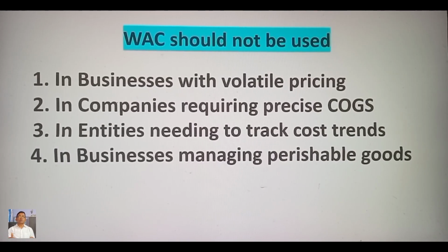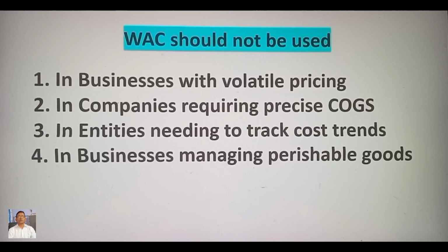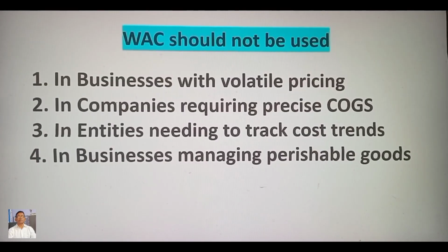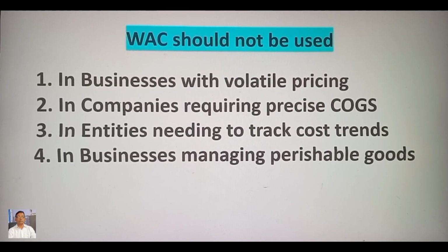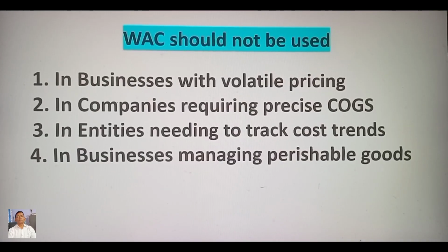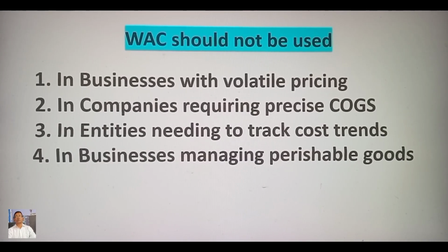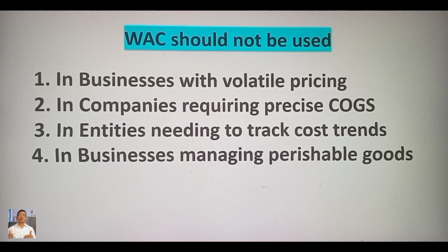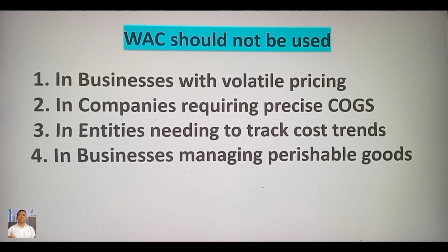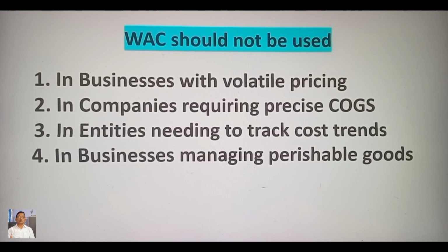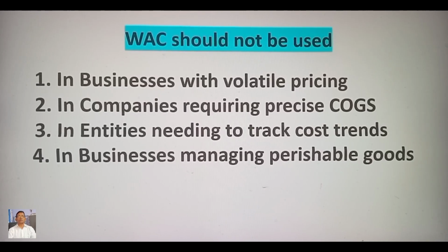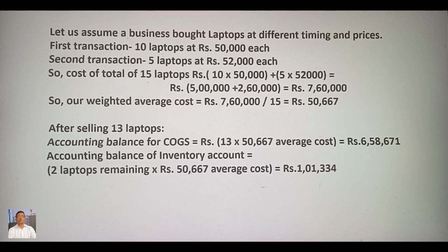Third, in entities needing to track cost trends, WAC can mask underlying cost variations, making it less suitable for businesses needing to identify and address cost-saving opportunities. Fourth, in businesses managing perishable goods. For industries like food or pharmaceuticals, FIFO's focus on selling older items fast could be more appropriate than WAC's average approach. Let us see an example of weighted average cost, WAC.